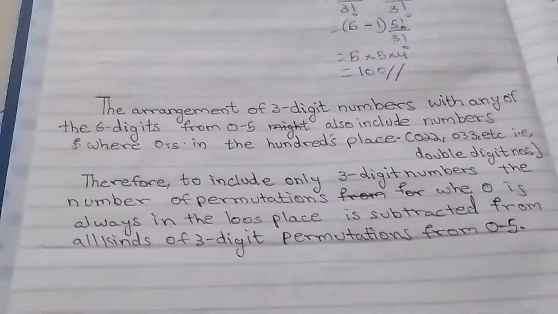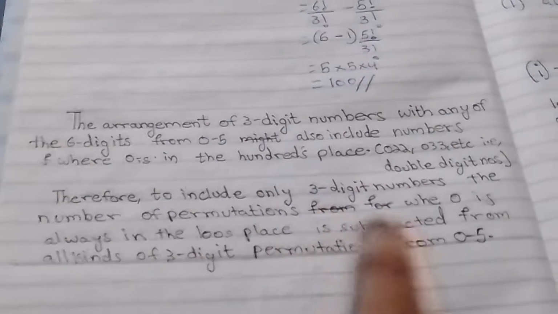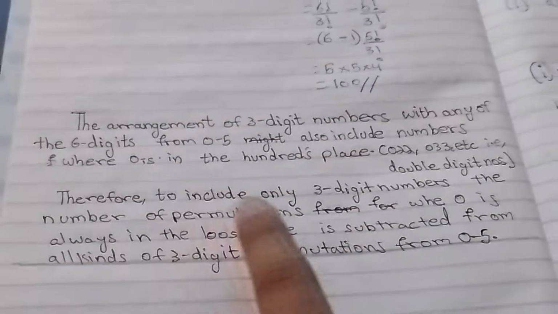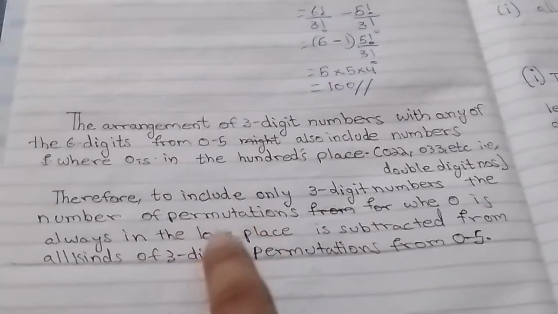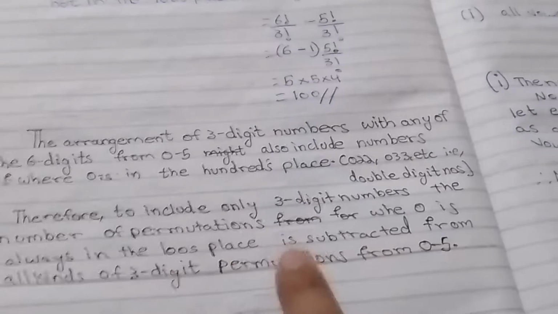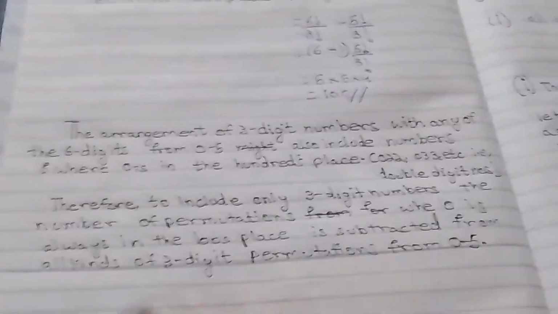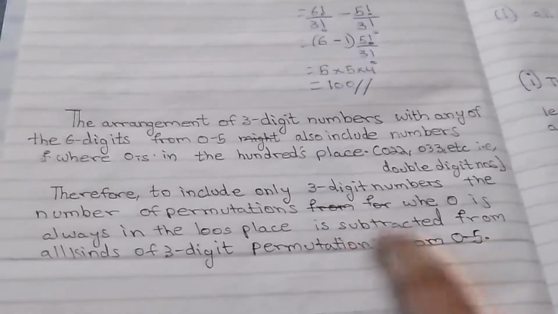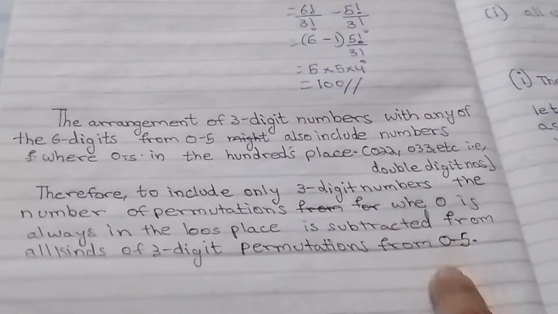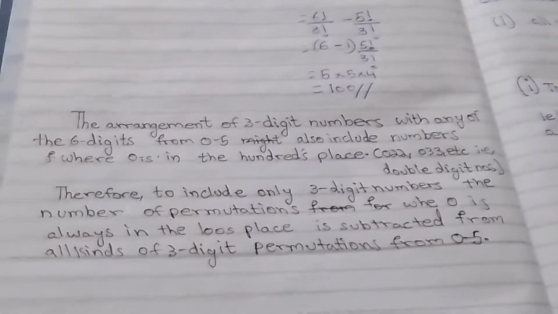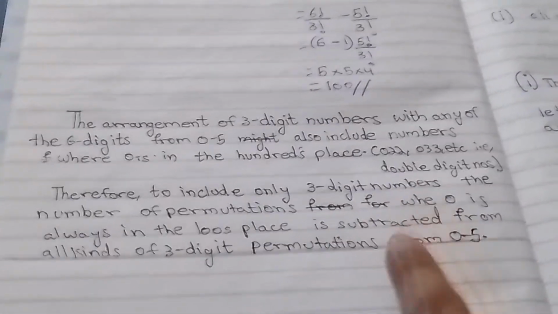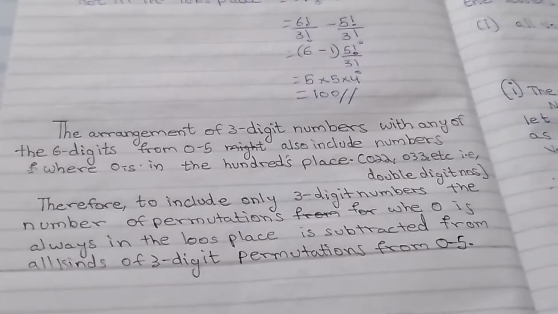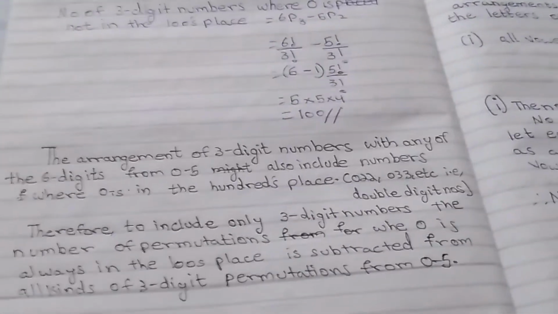So for that, the number of permutations where 0 is always in the hundreds place, 012, 015, etc., is subtracted from all kinds of 3-digit permutations from 0 to 5. The number of all kinds of 3-digit permutations from 0 to 5 is given by 6P3. The number of all kinds of double-digit numbers, that is, zeros placed in the hundreds place, the number of such permutations is given by 5P2. 6P3 minus 5P2 gives 100. So the number of proper 3-digit numbers is equal to 100.